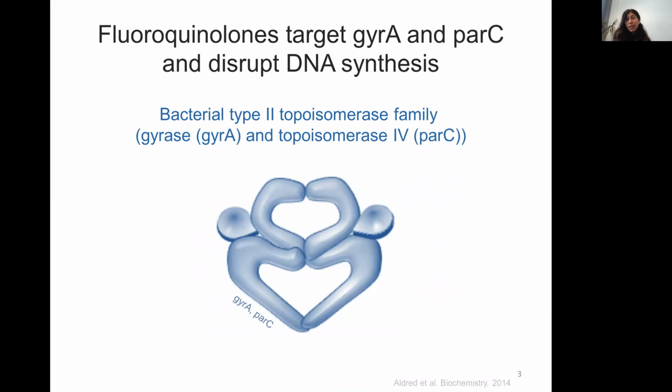The first question is, how do fluoroquinolones work? They target GLBIO and parS. GLBIO and parS are enzymes which are responsible for introducing negative supercoils into DNA, a necessary step in DNA replication.